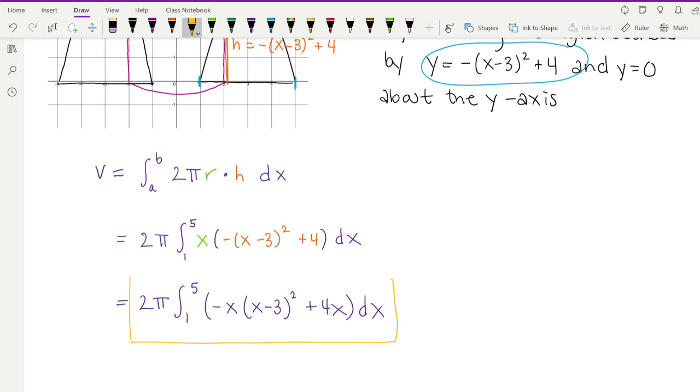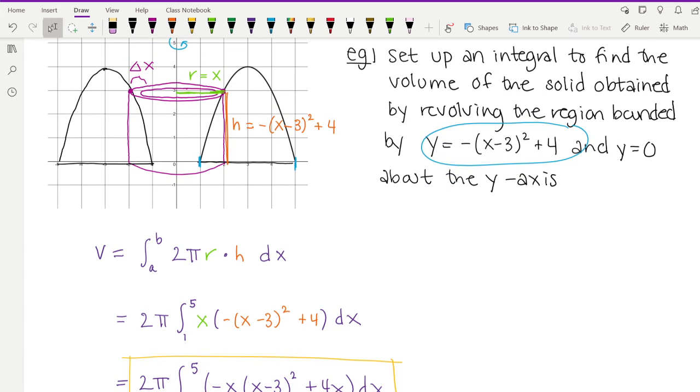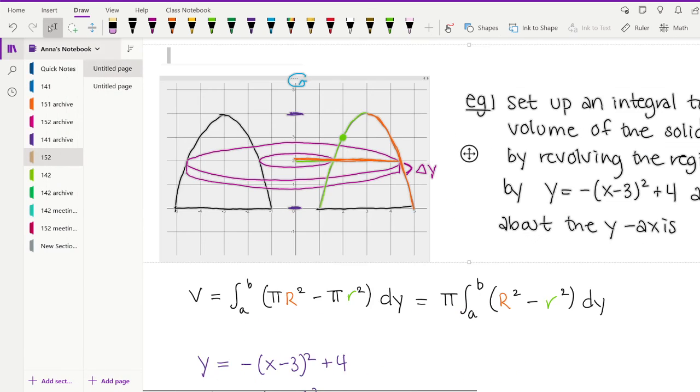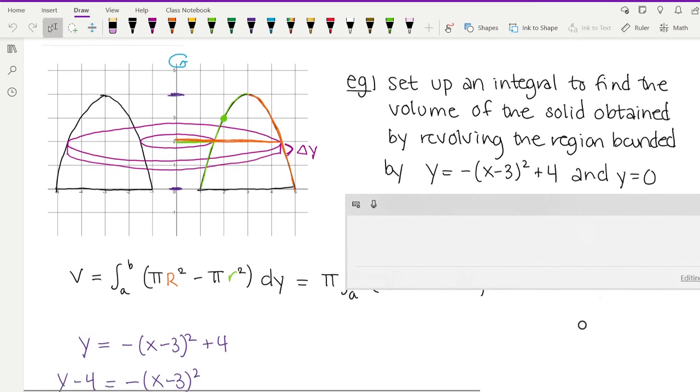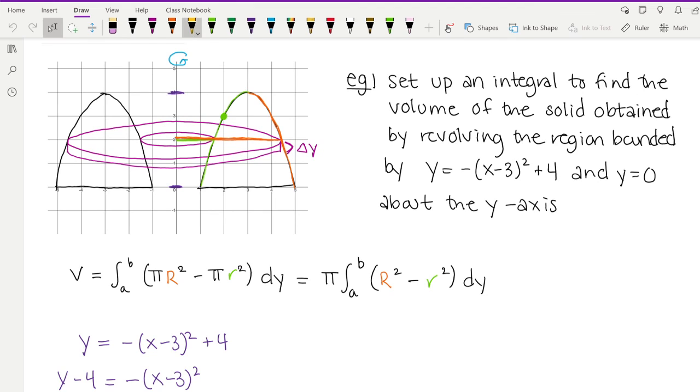So I want to compare this now with what happened when we used the washer method, because I think a lot of students find the shell method a little confusing, just because it is a little harder to visualize. But in many cases, it's a lot easier than the washer method to set up. So let's remind ourselves what happened when we used the washer method. We had to integrate with respect to y, first of all, right? Because the washers had their thickness in the vertical direction. And then because we had to integrate with respect to y, that meant that we had to take our function and solve it for x, which took some steps.